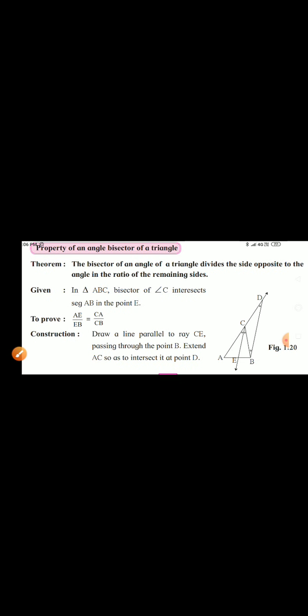But see here in equation number 4, we proved that CB is equal to CD. So in place of CD we can put CB. Thus we get AE upon EB is equal to AC upon CB. This is what we had to prove: if there is an angle bisector, then that angle bisector divides the side opposite to the angle in the ratio of the remaining sides.